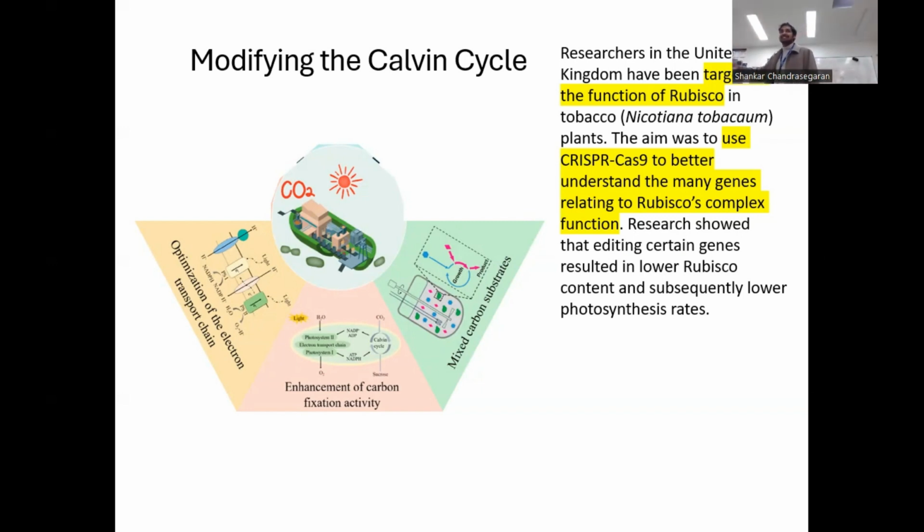In fact, a lot of genetics is still done like that, where we don't really have other tools to study how genes play together. So the only way we can do that is to deactivate a gene and see what it does. That's what they're doing here as well. They are deactivating certain genes and seeing how it has an effect on rubisco's complex function, and based on that, they can come up with the basic idea of how they all work together. So research showed that editing certain genes resulted in lower rubisco content and subsequently lower photosynthetic rates.